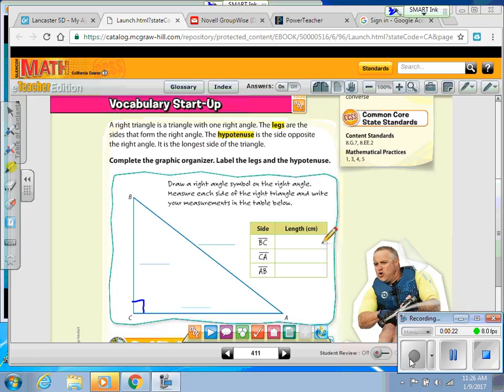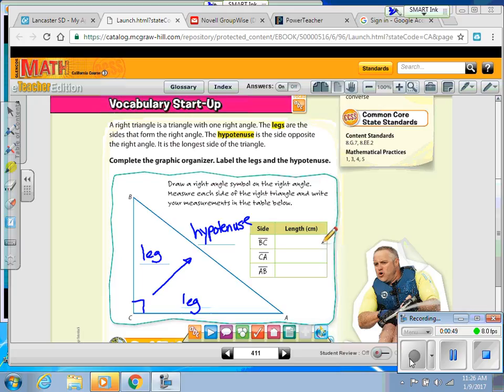Okay? The shorter sides of the right triangle are called the legs. Okay, so this is a leg, and this is a leg. The longest side of a right triangle is the hypotenuse. The hypotenuse is always opposite the right angle.